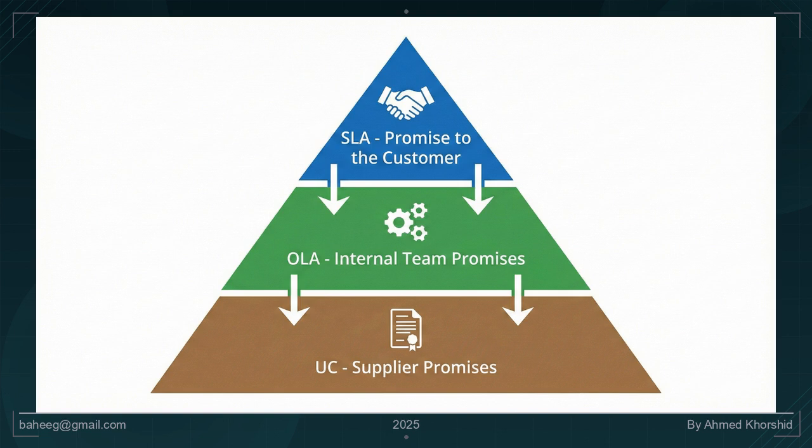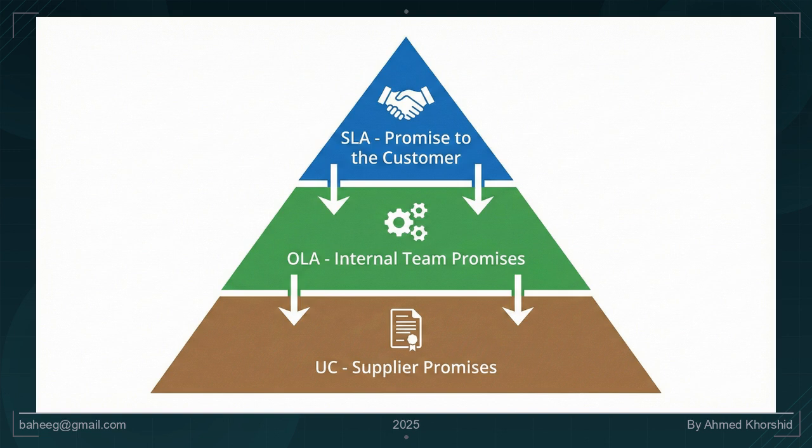Figure: extra detailed AI-ready prompt for AI-generated diagram showing a simple, layered pyramid. The top layer is labeled SLA, promise to the customer. It is supported by the middle layer, OLA, internal team promises, which is in turn supported by the bottom layer, UC, supplier promises. Arrows show the support relationship. The style is minimalist with solid colors, using icons of a handshake for SLA, gears for OLA, and a contract for UC.